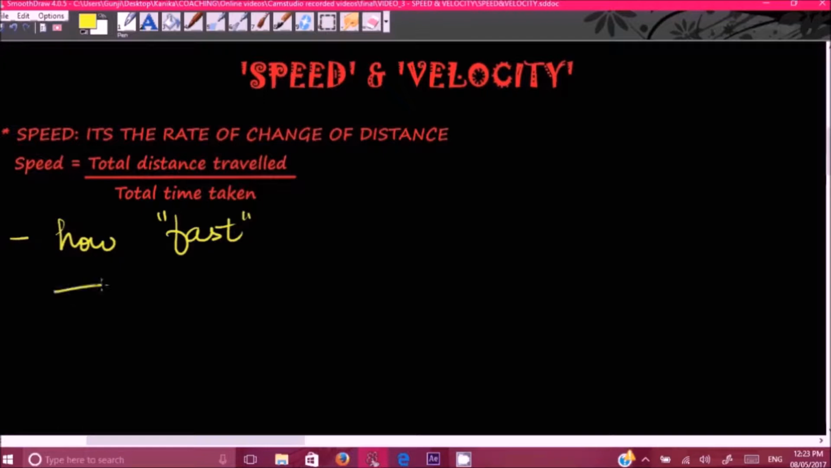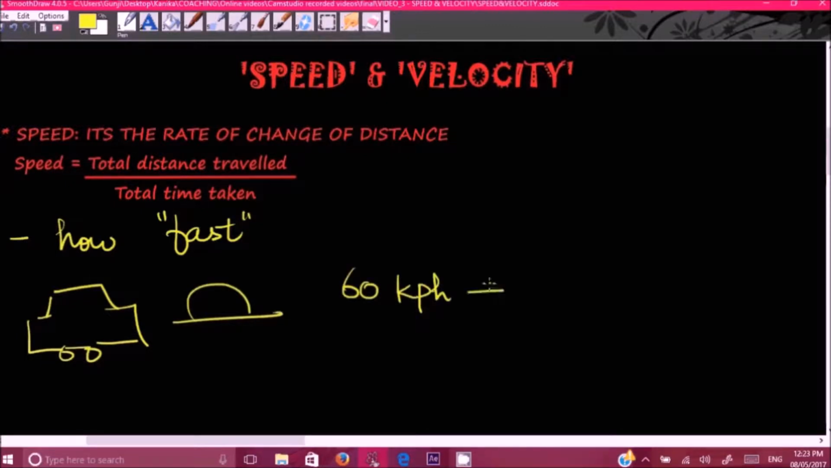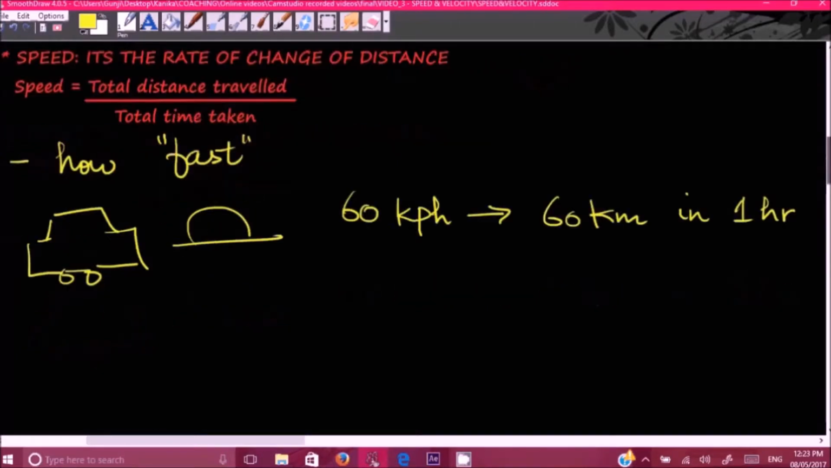Suppose you are driving a car and the speedometer of the car reads 60 kph. It means you can go 60 kilometers in 1 hour if you keep going at that speed. Now, speed does not have any direction, therefore it's a scalar quantity.